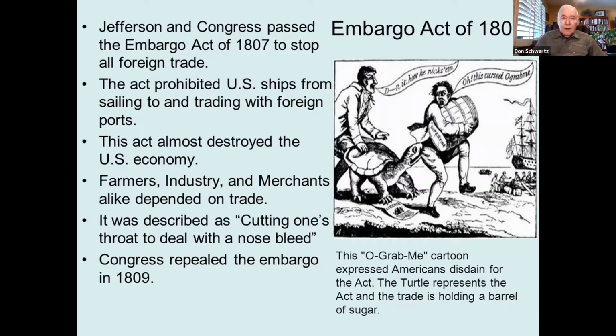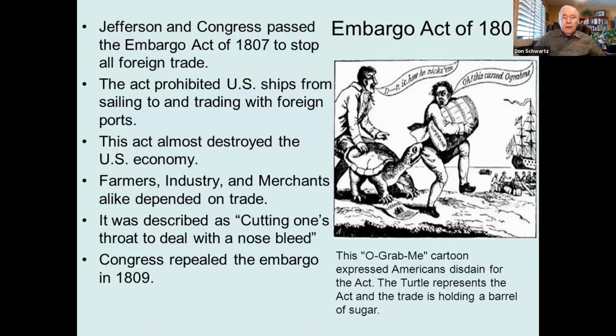But the problem is that by not trading with any other country, it almost destroyed the US economy. Farmers, industry, and merchants all depended on trade with other countries. And so the Embargo Act was described as cutting your throat in order to deal with a nosebleed. That is, it was a very extreme step to avoid war, and a step that hurt the United States. But the Embargo Act was also the clearest expression of isolationism. Not only would the United States not ally with other countries, now it would not even trade with them.